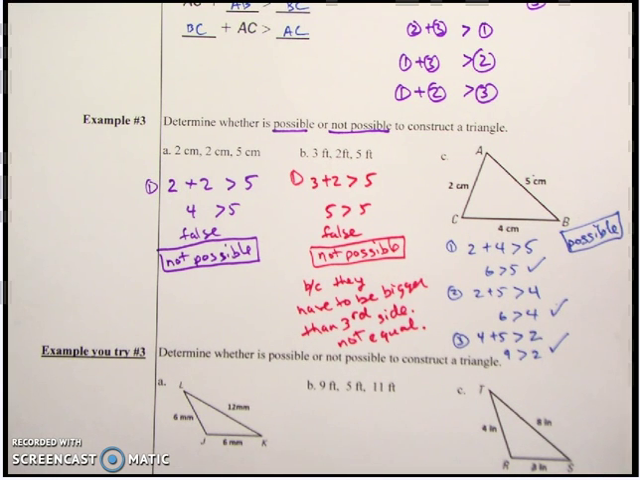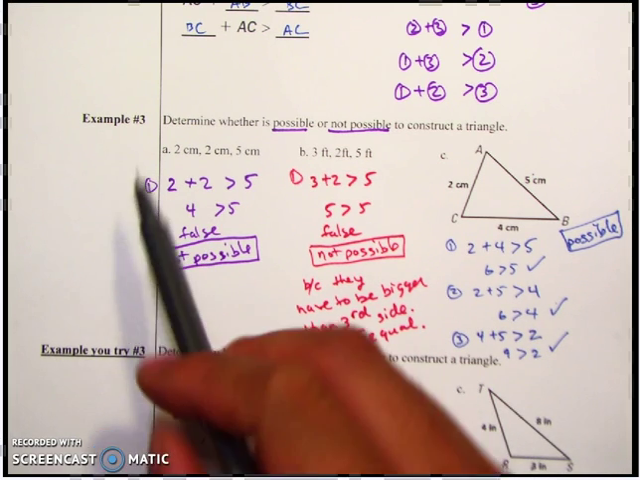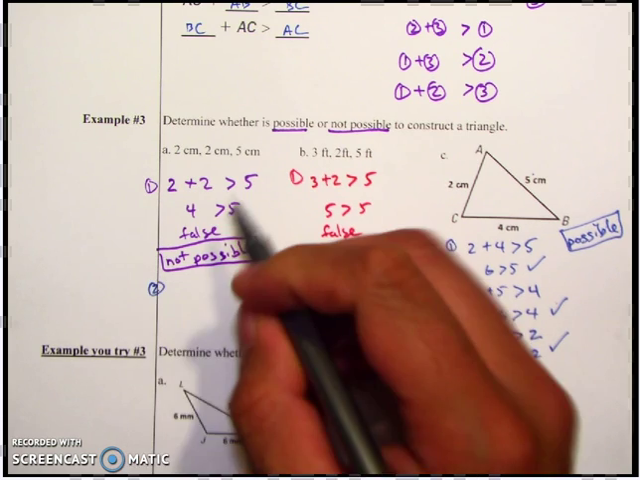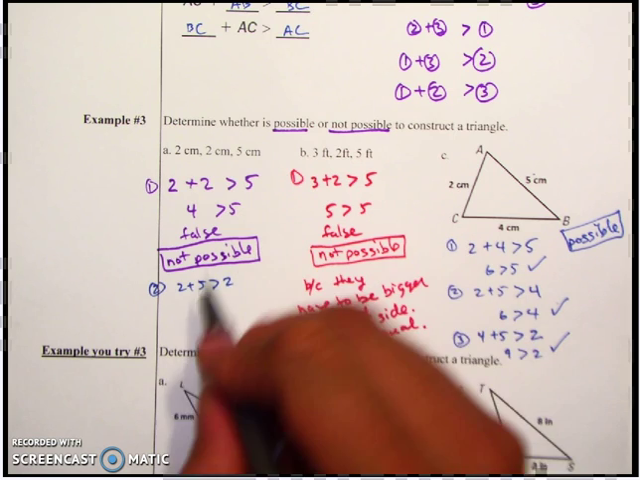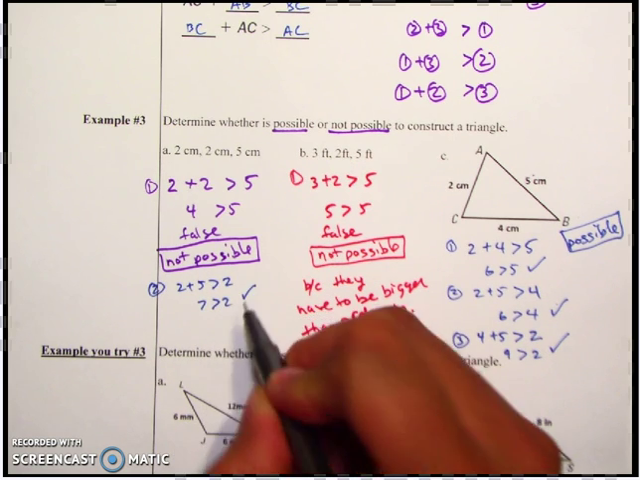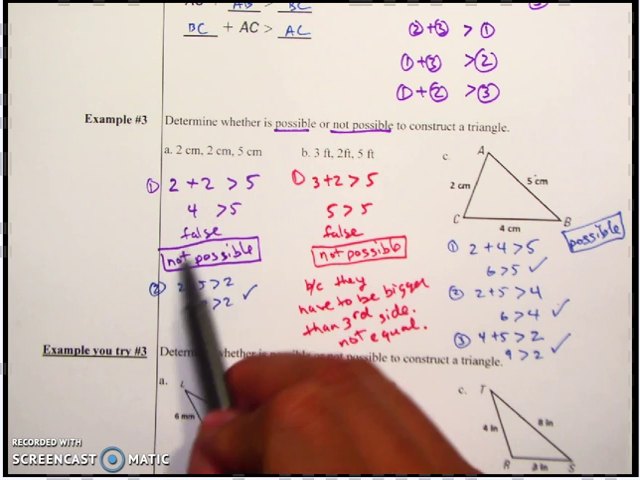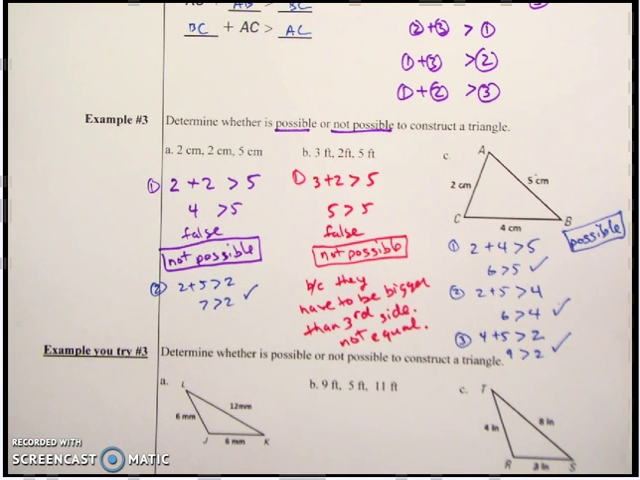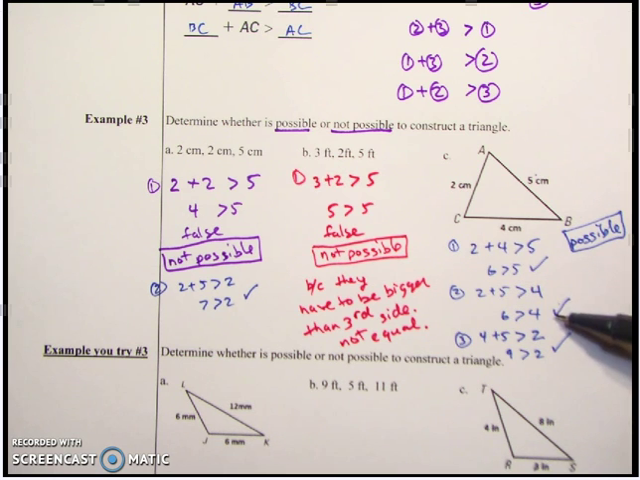Now, some of you are going to be asking, how come we didn't do all 3 of these for the first one? We could. I mean, here, we could pick 2 plus 5, bigger than the other one, and that is true, but it doesn't matter because you have one that's already false here, so that makes the whole thing not possible. Okay? So the only way you can get possible is to get all 3 of them to say that both sides are bigger than the third side. Okay? So let's try the next one and see if we can do it.